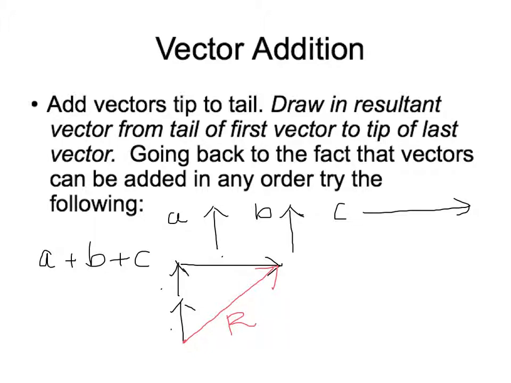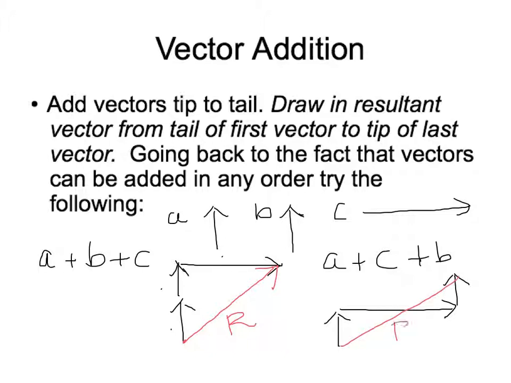Now look what happens if I go A plus C plus B. So this is a different order. I'm going to go A, but instead of doing B, I'm going to put the C in, and then I'm going to put the B in. Notice that we get the same resultant vector. So it doesn't matter which order you do it in, okay? Now they don't look exactly the same, but I was just freehanding the stuff.